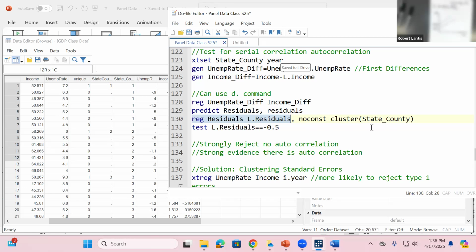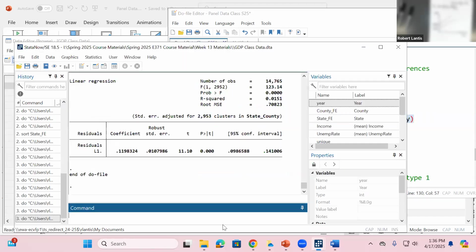So once again, it's very similar to when we were using robust standard errors, and we're just going to cluster them at whatever the subject level was. So here that was state county. Now when we run this regression, I see that the coefficient between the current residuals and the lagged residuals is what? 0.11. Well, that's different than negative 0.5. But is it statistically different from negative 0.5?